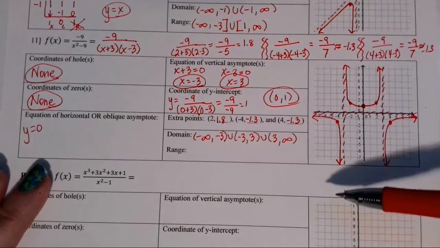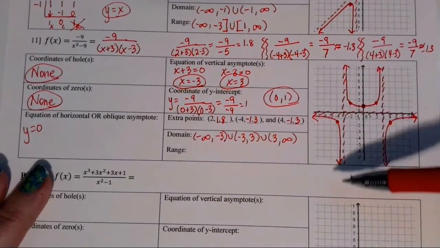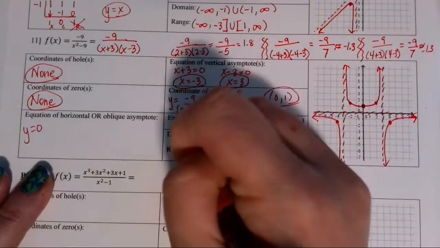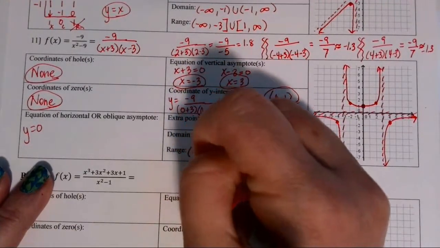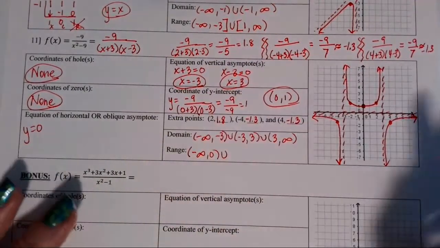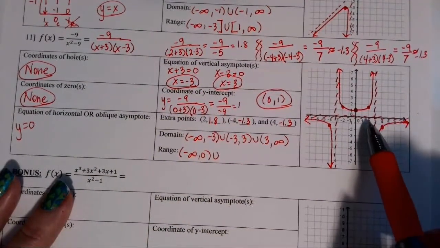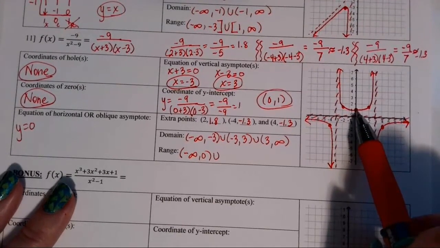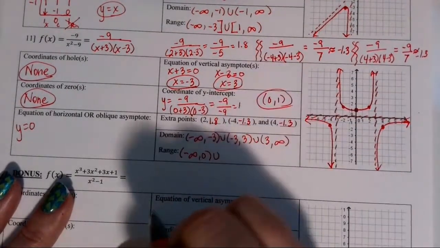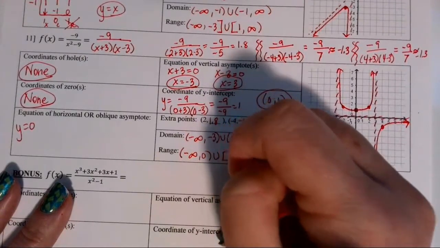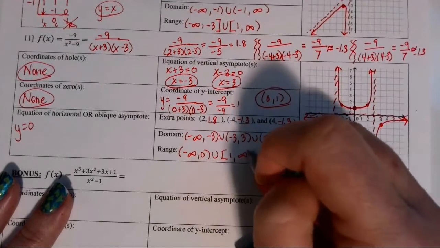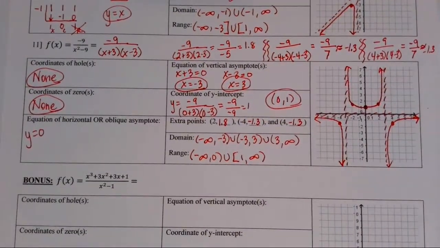The range: we're going bottom to top, so -infinity, and we have to stop here at that horizontal asymptote at 0, and then we don't pick up again until we reach this relative minimum here, which is inclusive, so we need a bracket. That relative minimum is at 1, and then the graph heads up to +infinity.